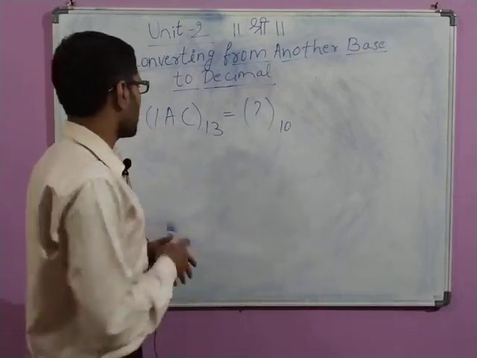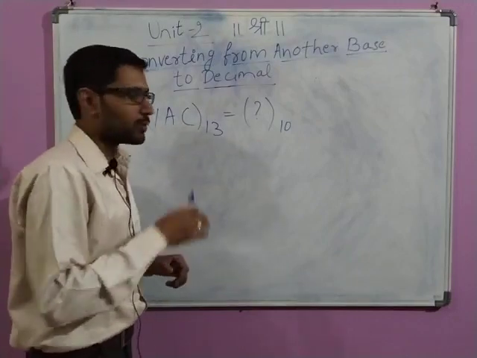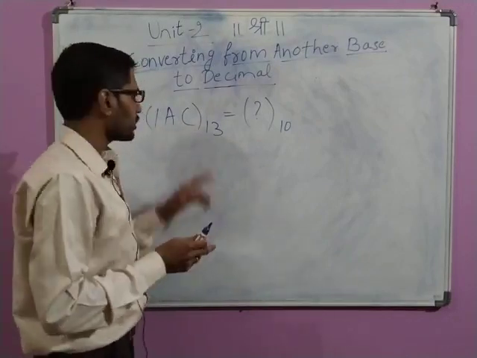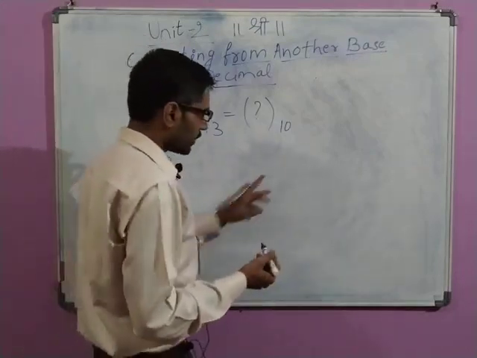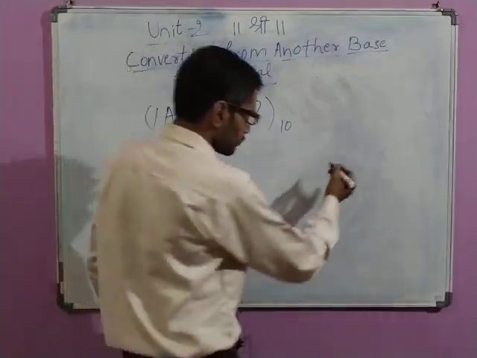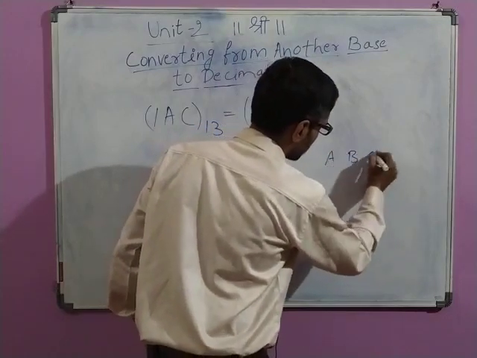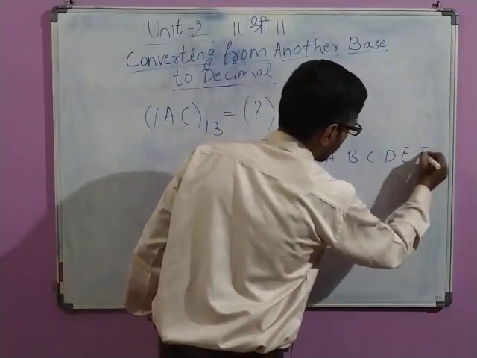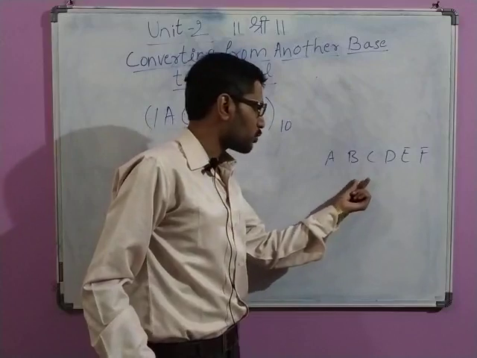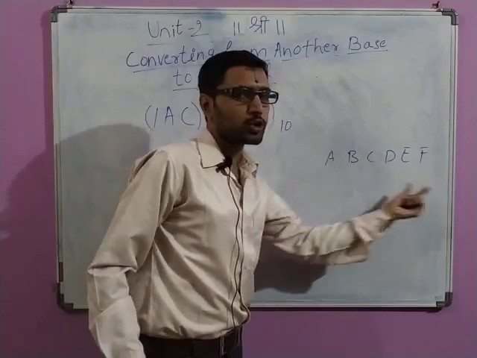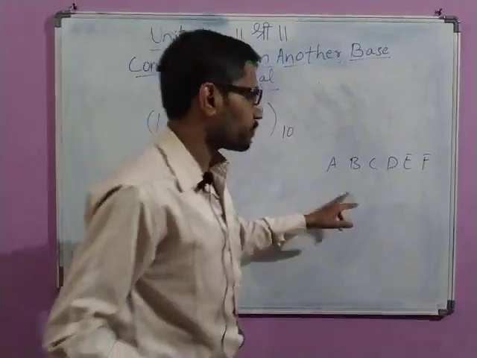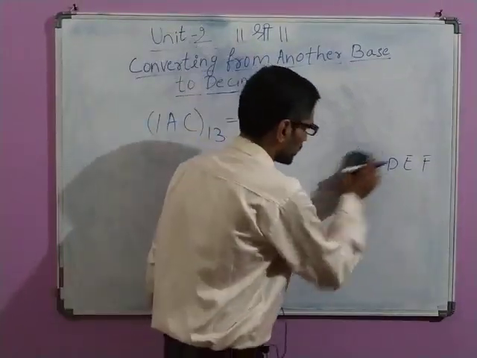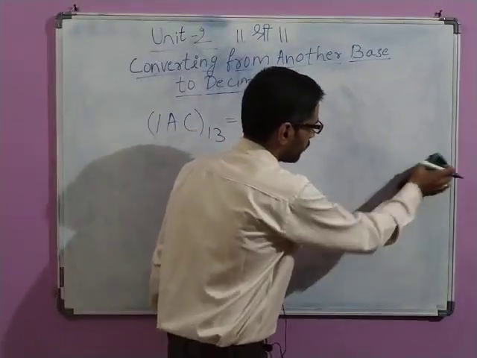If the base is 11, we can include A. If the base is 12, we can include B. If the base is 13, we can include C and so on. So in the hexadecimal base, we have used A, B, C, D, E and F. A stands for 10, B stands for 11, C for 12 and so on. So we need to remember this. If you don't remember that, please go to that particular video and watch it so that it becomes easy for you to solve it.